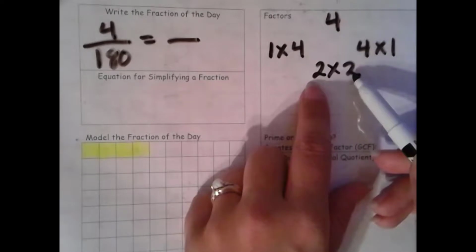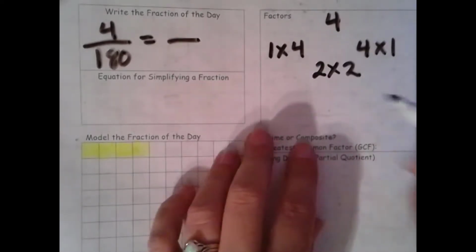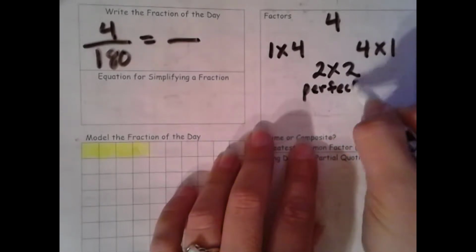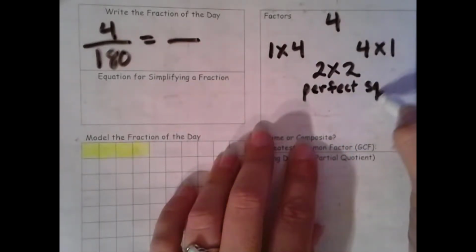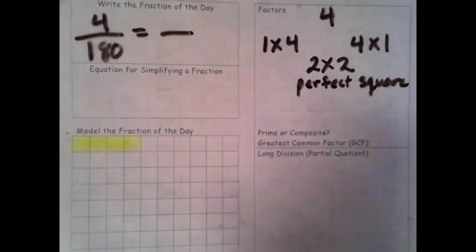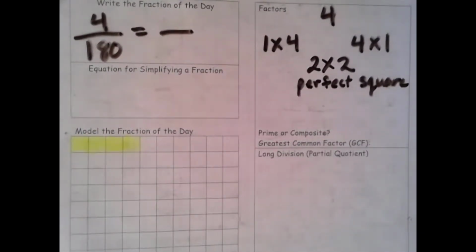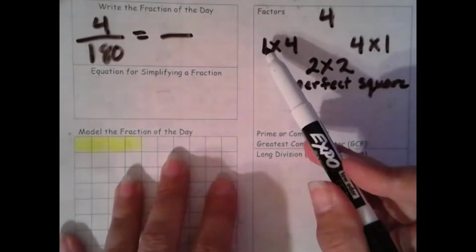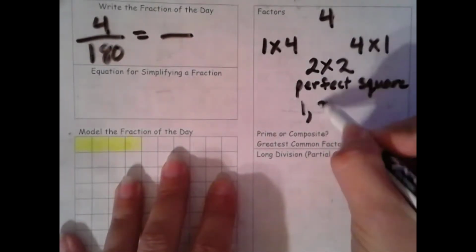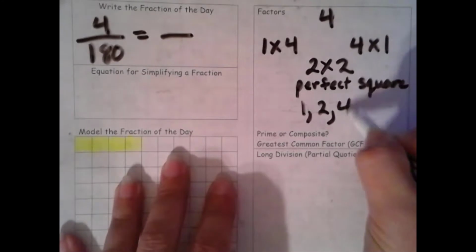Whenever you have factors that are exactly the same, we call that a perfect square. And I'll show you why in just a little bit. So now there's no whole number between 2 and 2, so we are done. Let's list our factors from least to greatest. We have 1, 2, and 4.